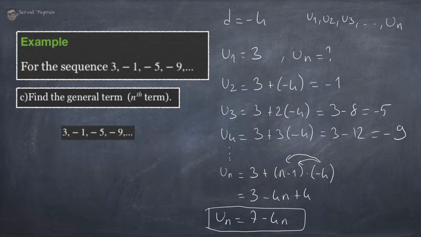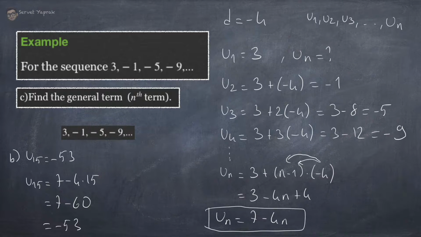Let's check if this formula works or not. Remember, we found in part B u15, the 15th term, as negative 53. Let's substitute 15 in our general term and see if we have the same number or not. So u15, if we use the general term formula here, 7 minus 4 times 15, 7 minus 60, and it is equal to negative 53. As you can see, the formula works.